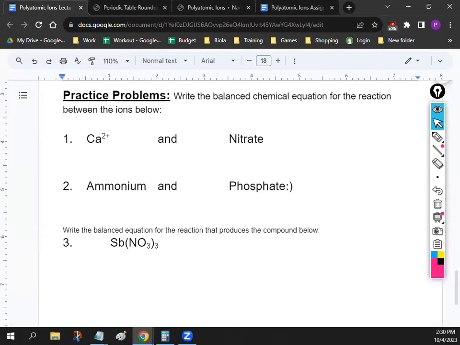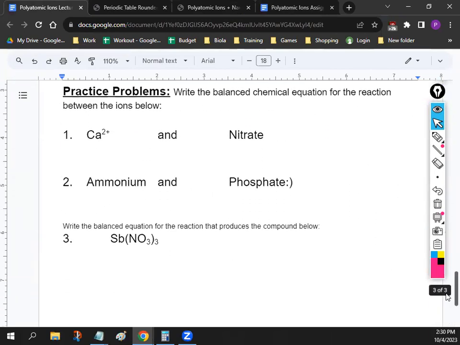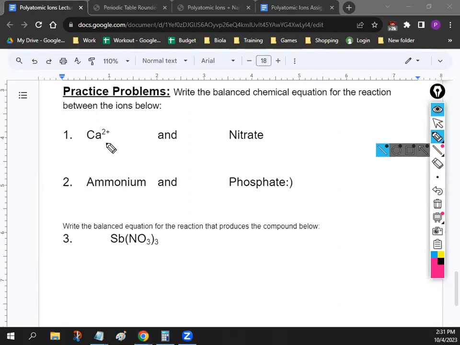All right, so for the remainder of the lecture, we're going to be writing balanced equations, okay? So we're going to be doing number 1. For number 1, I want you to copy this down. We have Ca2+, and we're going to be combining it with the chemical nitrate. Okay, so just copy that down.